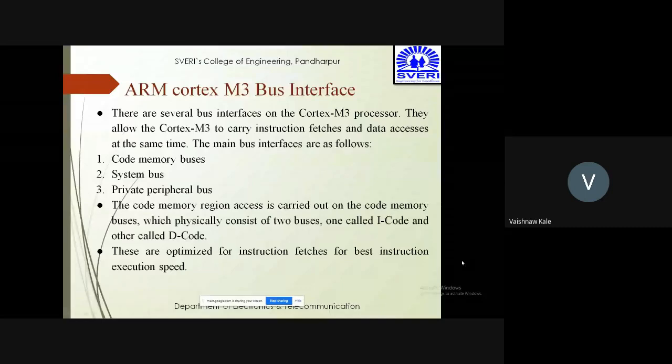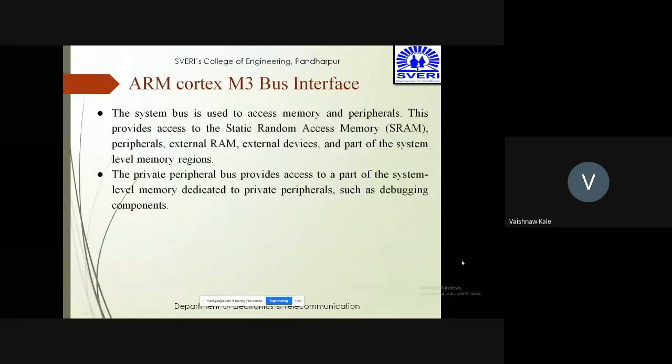Then there is a bus interface also. The main bus interfaces are as follows: the code memory buses, the system bus, and the private peripheral bus. The code memory bus is again divided into two buses, one called I-Code and the other called D-Code. These are optimized for instruction fetches for the best instruction execution speed.